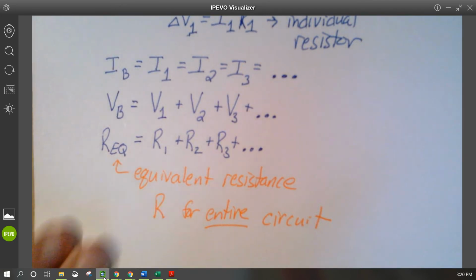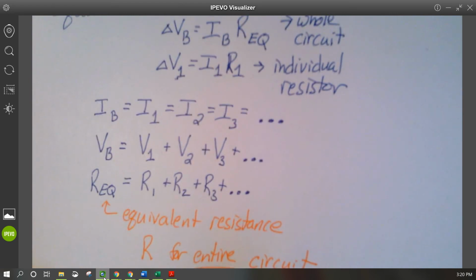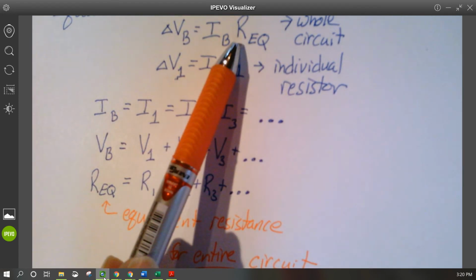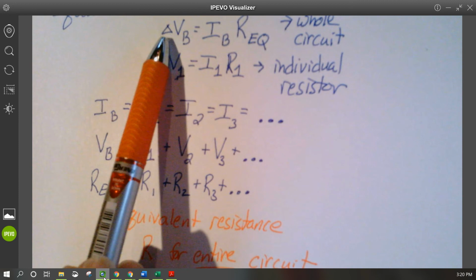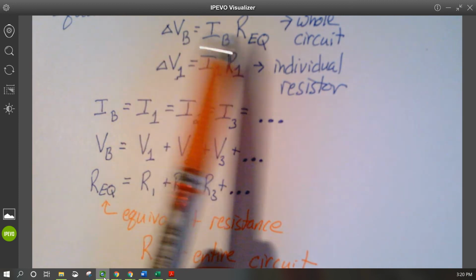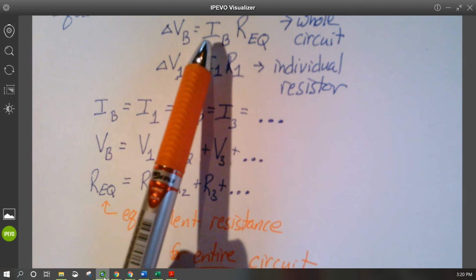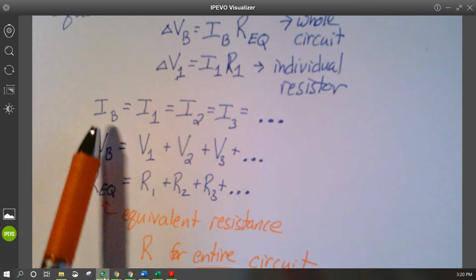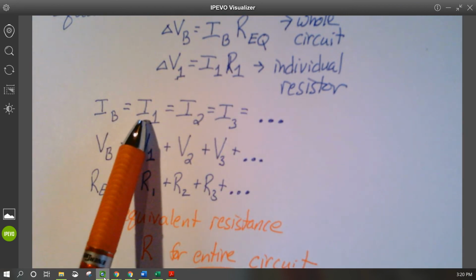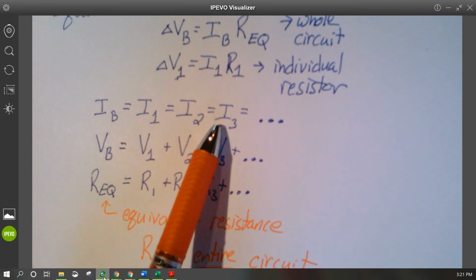Okay, and then depending on what you're asked to solve for, or what you know or what you don't know, you're going to use any combination of these equations. Maybe you know all of the individual resistances. You can add them up to get your equivalent resistance. And then you can use that in this Ohm's law equation up here. Maybe you know the voltage of the battery and you've just found the equivalent resistance. Now you can find the current flowing through the battery, which we just learned here is the same amount of current that's going through each resistor.